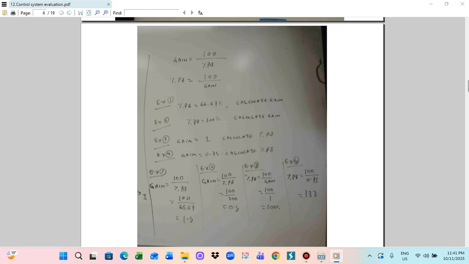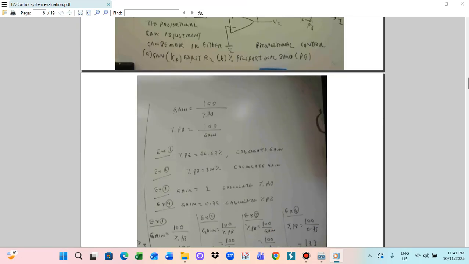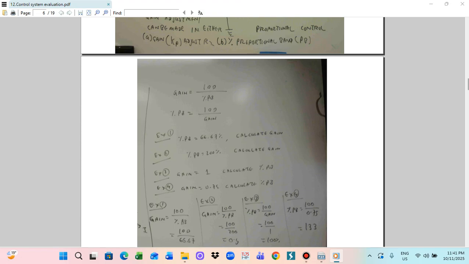We can calculate K, so K is 100 divided by percentage proportional band, so 100 divided by 6.67 equals 15. And similarly, if K is 0.75, you can calculate the percentage proportional band. So the percentage proportional band is 100 divided by 0.75, which equals 133. So this is the relation between K and the percentage proportional band.